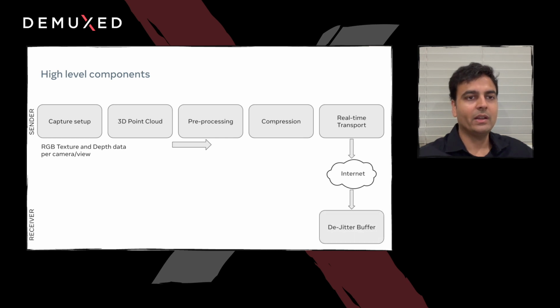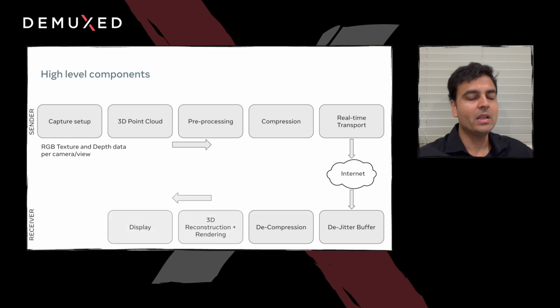On the receiver side, you will have a de-jitter buffer where the data will sit to take into account any jitter introduced by the internet or by the source. After that, it will be decompressed and a 3D mesh will be reconstructed. Then, based on the display, it will be rendered and shown to the user.